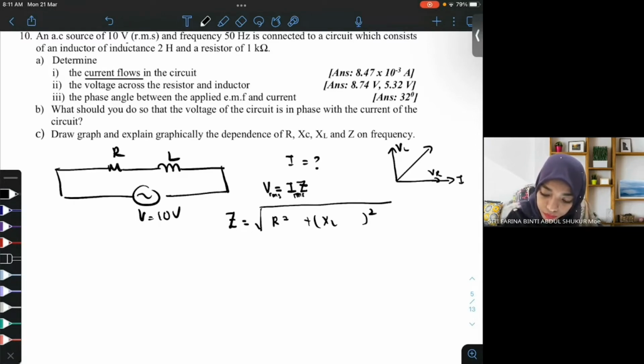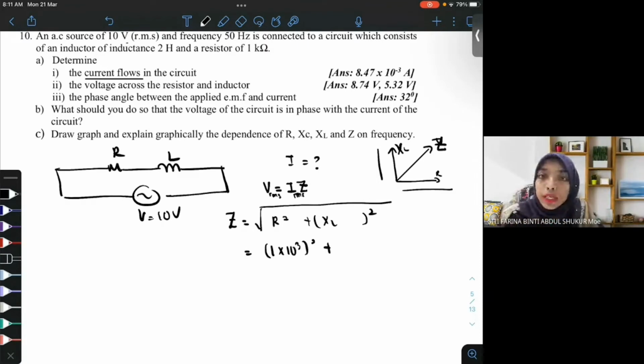This is your I. And then if you were to eliminate the term I, apa yang akan jadi dekat sini adalah ini jadi R sahaja, ini jadi XL, ini akan jadi Z here. So X component square campur dengan Y component square. So your R here is 1 kilo ohm, 10 kuasa 3 square plus XL square. Nilai XL belum ada, kena cari. XL sama dengan 2 pi FL. And given to you 2 Henry, value of your inductor.